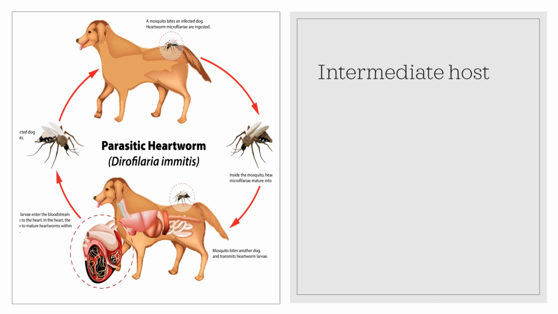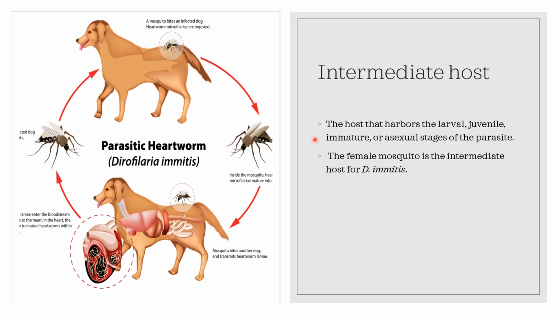Parasites with indirect life cycle may have one or more intermediate hosts. Intermediate hosts are the hosts that harbor the larval, juvenile, immature, or the asexual stages of the parasite. The intermediate host transfers the parasite from one definitive host to another. An example of an intermediate host is the female mosquito, and it is considered to be the intermediate host for the parasitic heartworm, the Dirofilaria immitis.